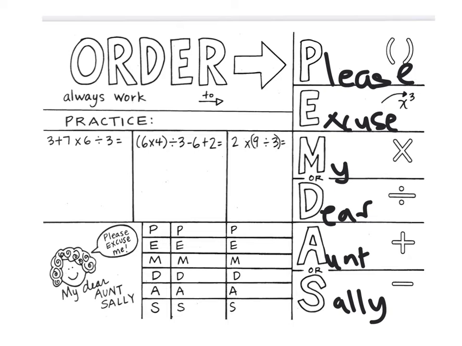The mnemonic code that is used for these problems that we refer to as PEMDAS is please excuse my dear Aunt Sally. Now, those words really don't mean anything in math. Those words basically are something silly that you can remember, and you can use that to help you go through this math if you ever get in trouble.